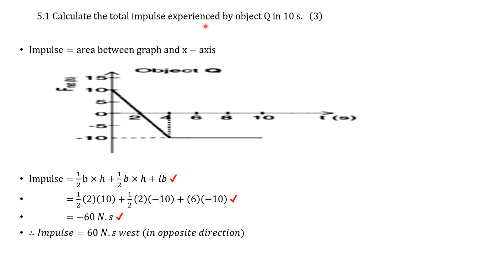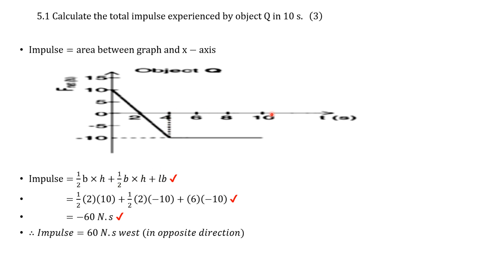So calculate the total impulse experienced by object Q in 10 seconds. Right, so impulse in this case, as I said, F net times time gives me change in momentum, also called impulse. So we need to find the area between the graph and the x-axis. For the first section up to 2 seconds, I have a triangle. So the area of a triangle is half base times height. The second one, for the next 2 seconds, is another triangle, so therefore another half base times height.